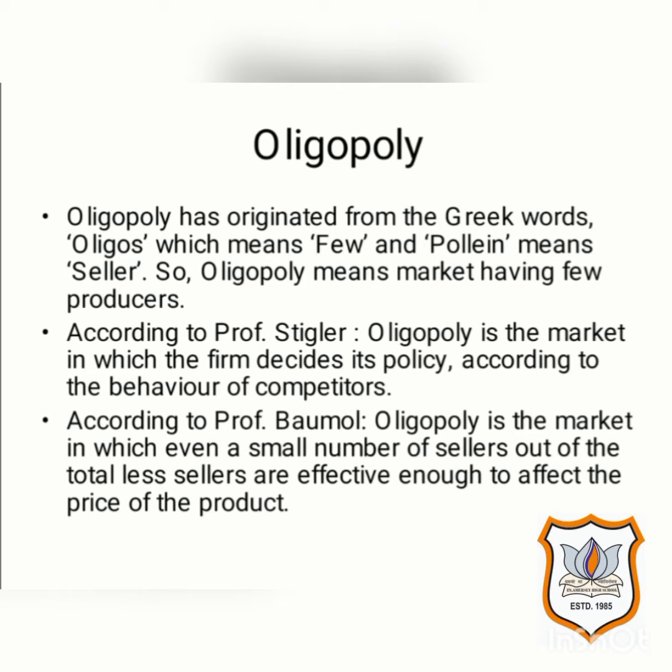According to Professor Baumol, oligopoly is the market in which even a small number of sellers, out of the total few sellers, are effective enough to affect the price of the product. That means in this kind of market, because of having a very small number of sellers, even a single seller has very much importance and therefore is able to affect the market price of a product.